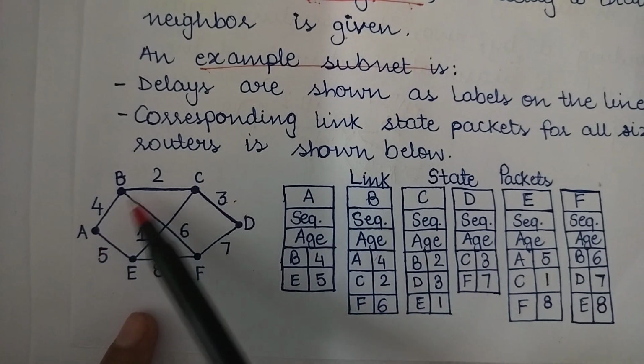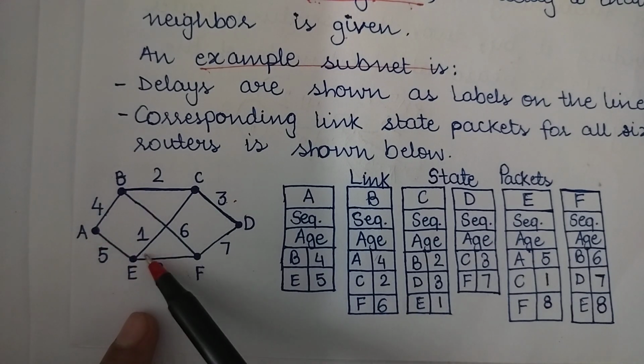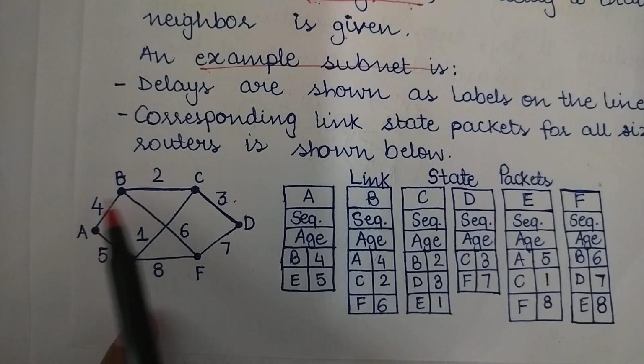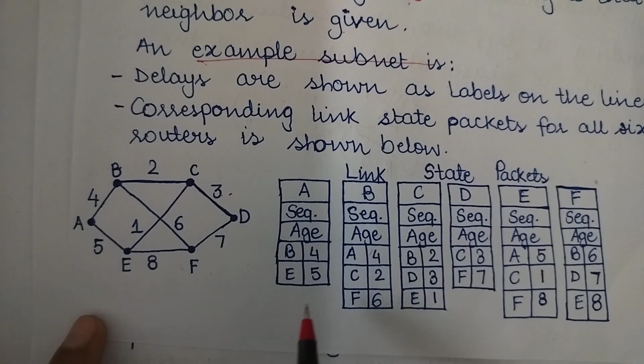Neighboring routers means those which are directly connected to that particular router. So if I see here, routers B and E are the neighboring routers of router A. The distance, delay, or cost to reach from router A to router B, which is 4, is labeled here in this diagram. And the cost to reach from router A to router E, which is 5, is also given here.